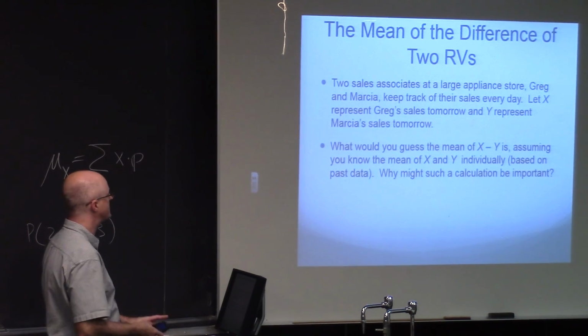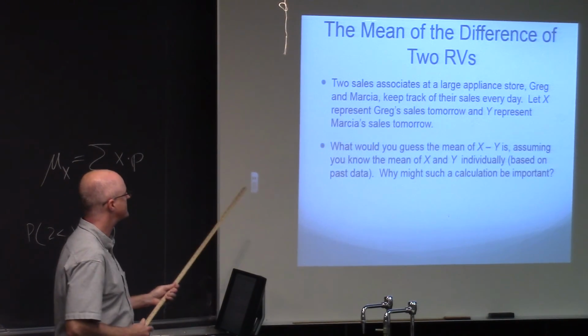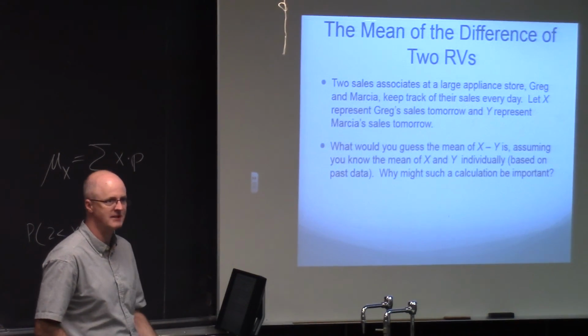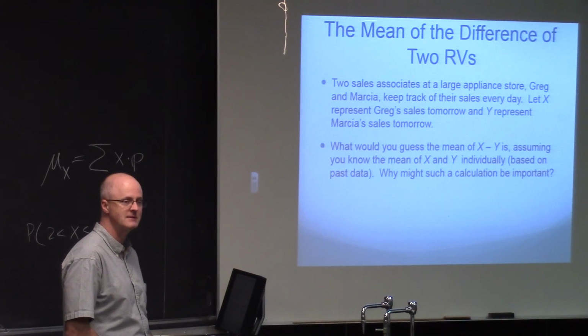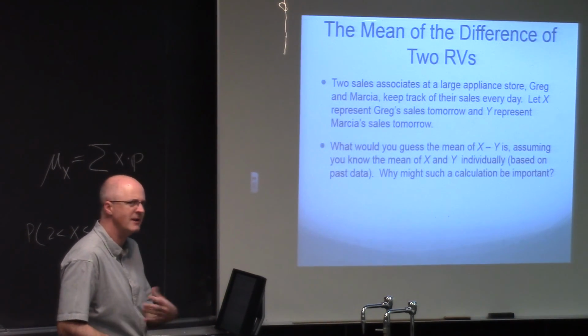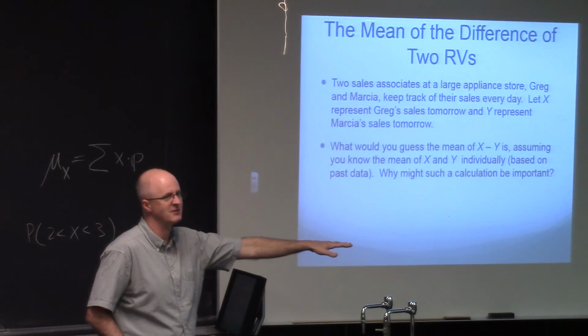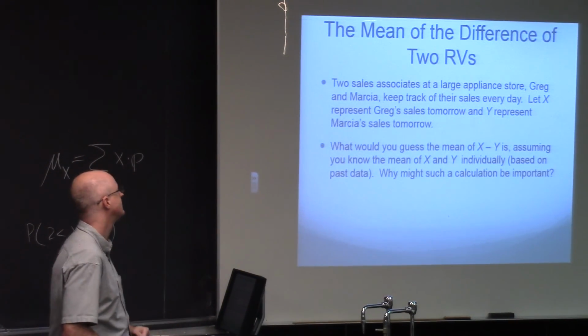2 sales associates, Greg and Marcia, keep track of their sales every day. X represents Greg's sales tomorrow, Y represents Marcia's sales tomorrow. Those are random variables. You don't know what they're going to sell tomorrow. Technically they're discrete because you could measure them down to the nearest cent. Though there's so many possible values, I bet using a normal curve would be best for these.